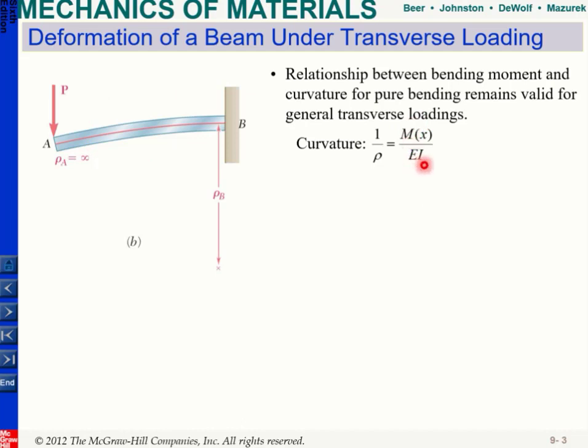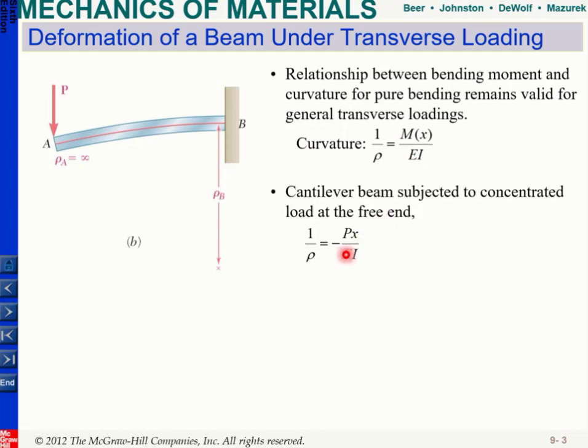And since E and I are constant, you can guess that the curvature is changing with x, or with the moment. So for this particular question, you can find the moment anywhere is equal to minus P times x, okay? And x is given from here. So when you increase x, your moment will increase. From there I can get this curvature. So what you see is that the curvature varies linearly with x, okay?